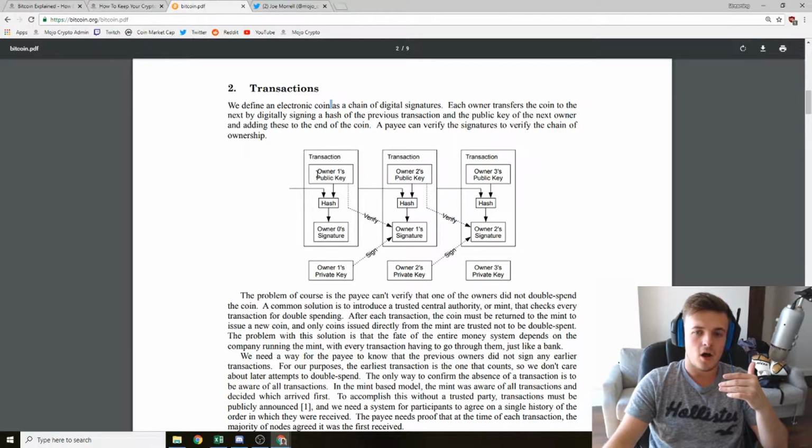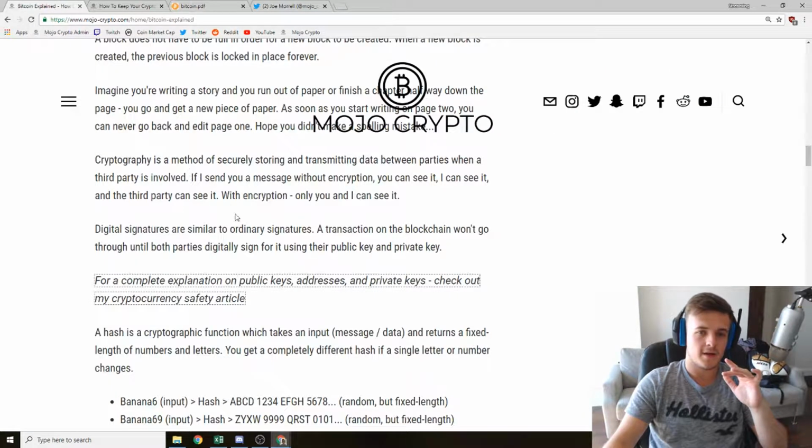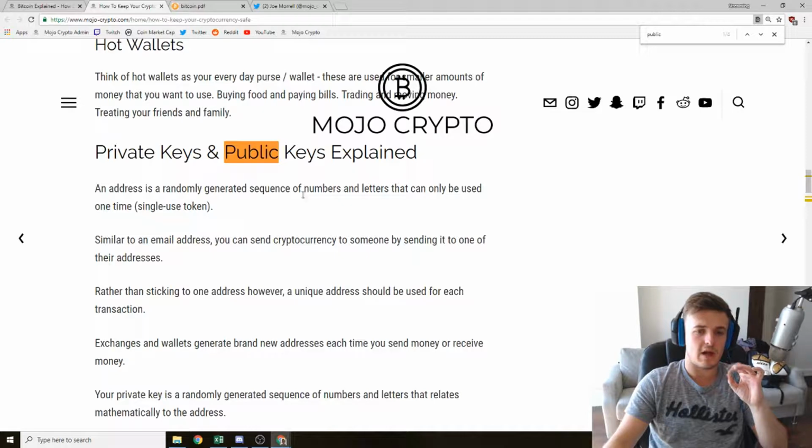You've got owner one's public key, you've got a hash, which I'll explain in a minute, and you've got owner zero's signature. Then you've got the private key as well, which signs for that signature. We'll go over them when we've gone over how the public keys and the private keys work.